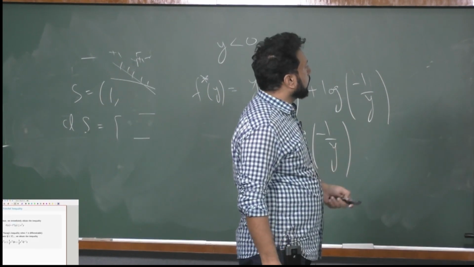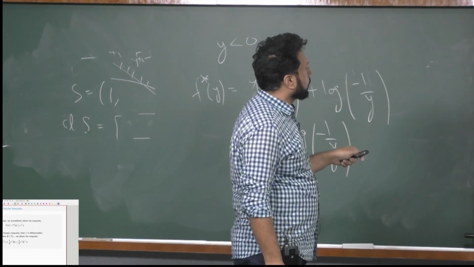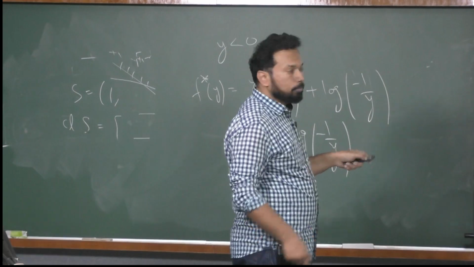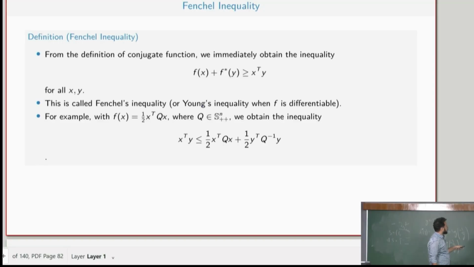But okay, one thing is this inequality. It's called Fenchel's inequality. This says f(x) plus the conjugate of y, where y could be any in the domain of the conjugate and x could be any in the domain of f, is necessarily greater than or equal to x transpose y. Again, we just have to remember these results. We are not going for the proofs anyway.